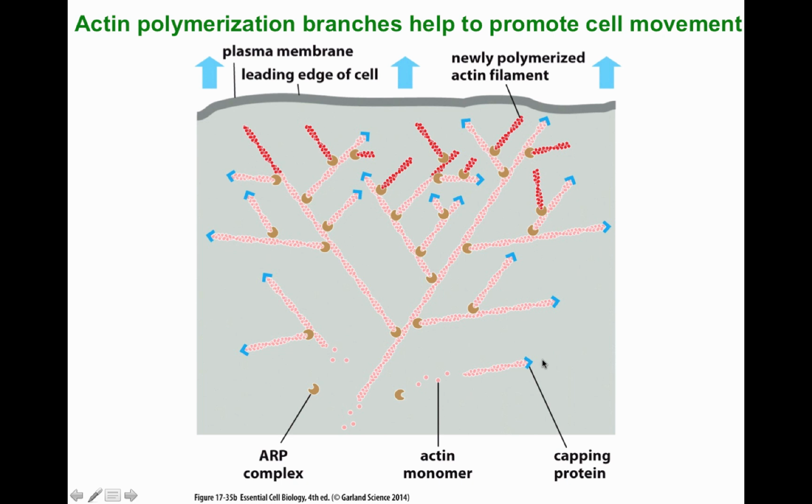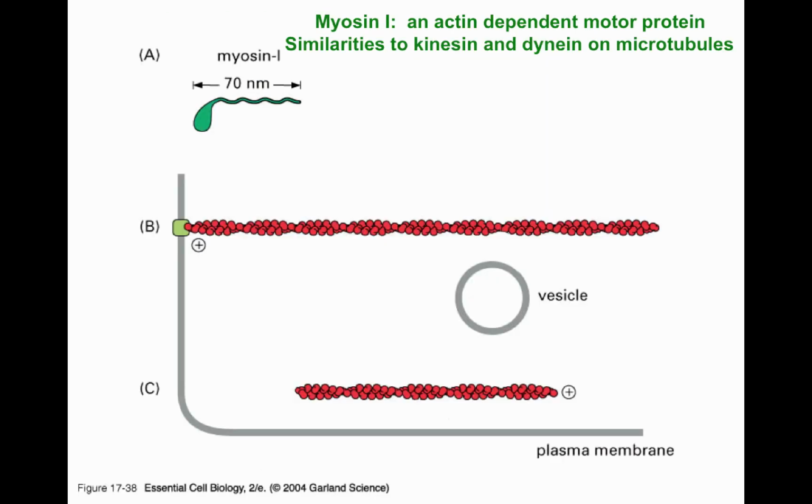We also have a capping protein that is binding to the plus end of the actin filament, and that prevents it from growing anymore. Eventually, only the microfilaments that are growing are the ones which are able to exert force underneath the membrane to facilitate cell movement.